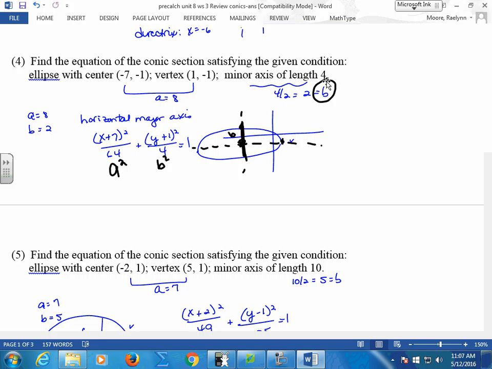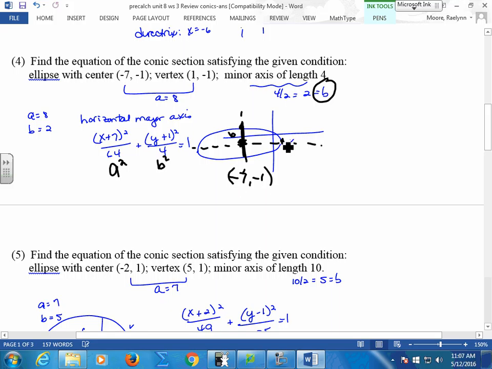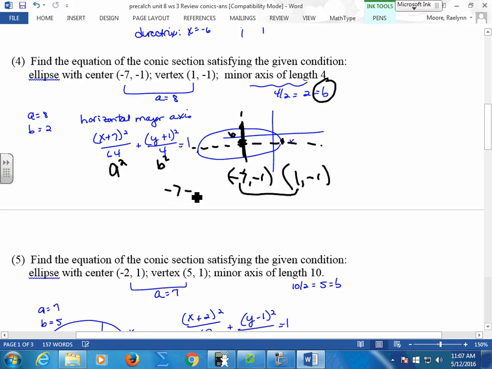Why is A 8? Because A is the distance from here, which is at -7, -1, to here, which is at 1, -1. Now, notice your X has changed. So what is -7 minus a -1?